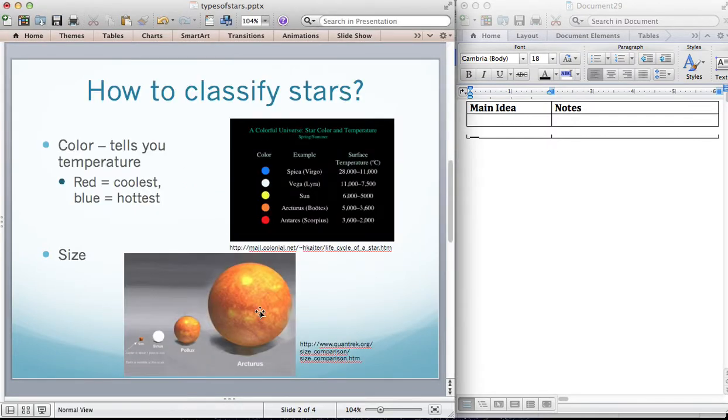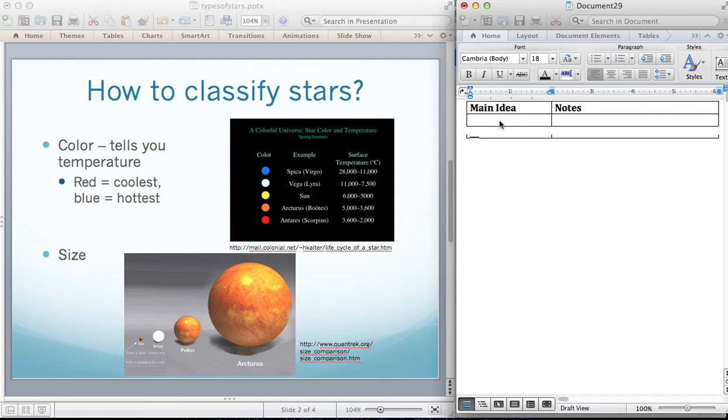So it turns out not all stars are the same, and we classify stars by looking at a couple of different things about the star. The first thing that we look for is the color of the star. These are ways to classify stars. You guys are going to take your own notes for this part. The color is going to tell you the temperature of the star.